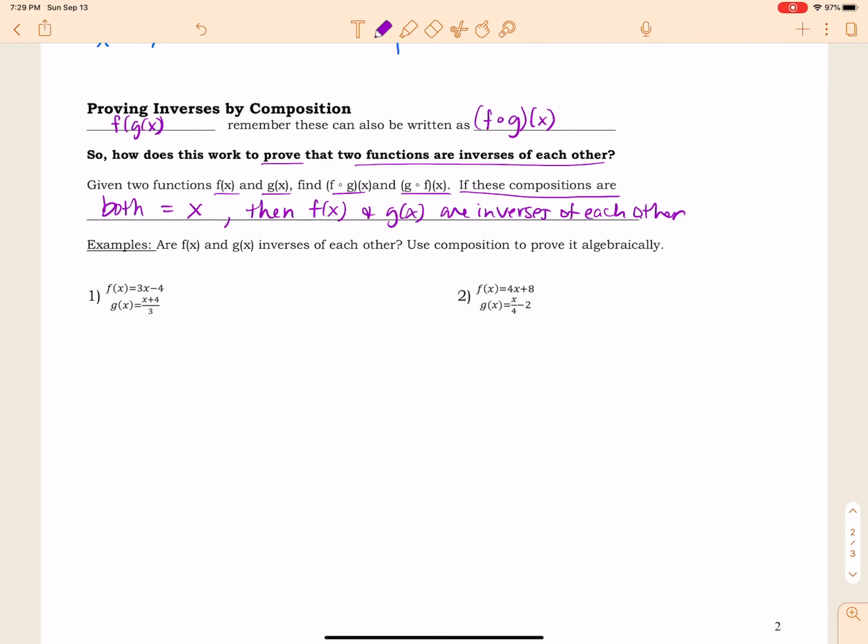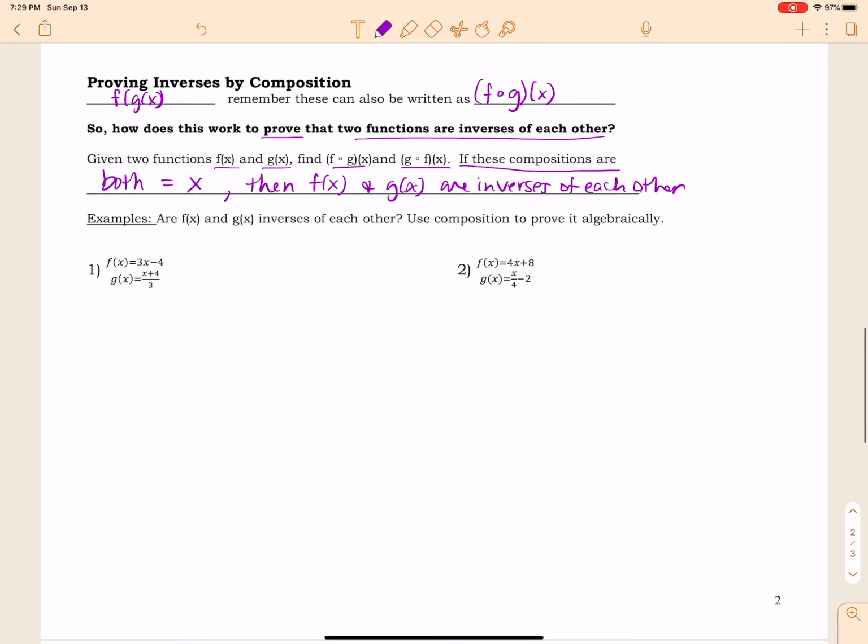Okay, pre-cal. Next set of notes, proving inverses by composition. Whatever do you mean, Miss Griggs? Well, in 1.6, we talked about composition. And just to refresh your memory, remember if I've got f of g of x, we can also write it f with this little symbol of g of x. That's what it means.